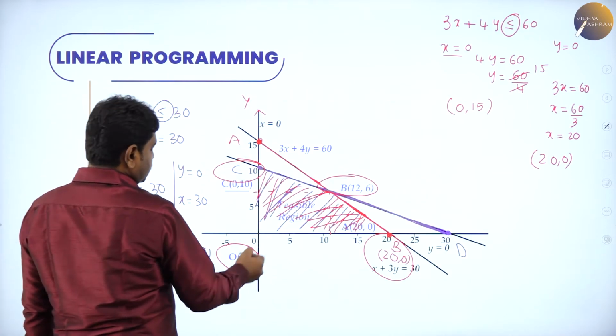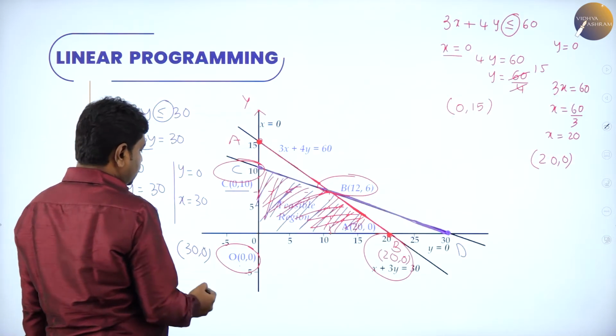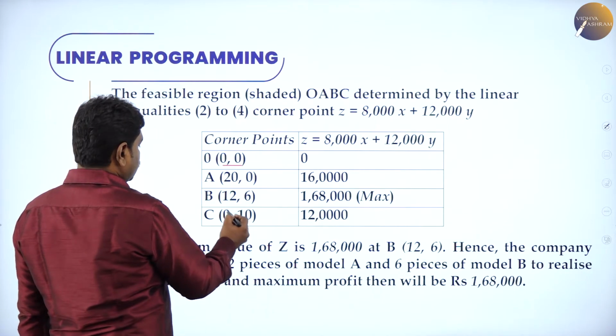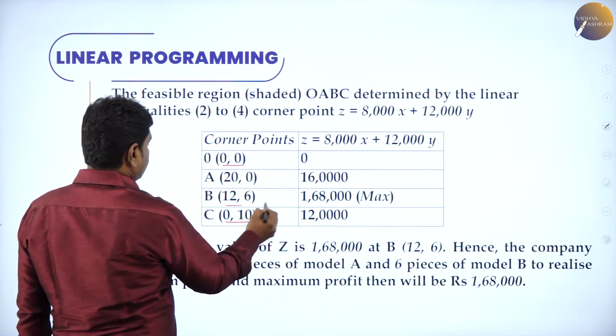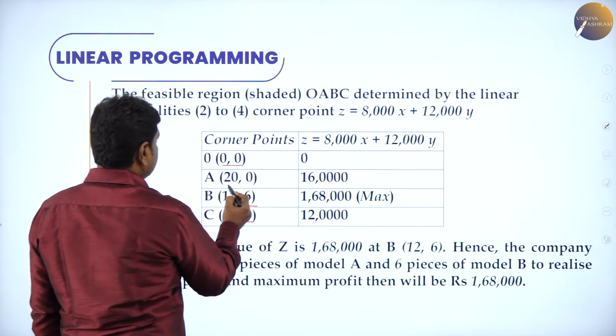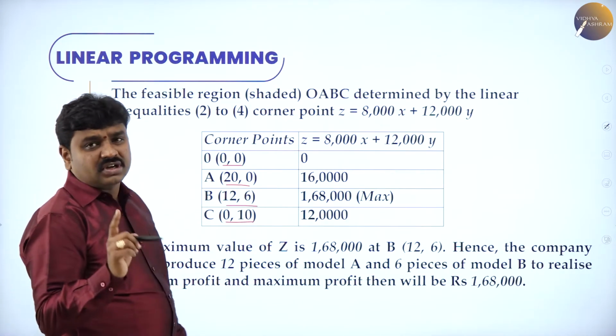Now you draw the table, corner points. So one corner point is 0, 0. We have drawn it. And the other corner point is 0, 10. And the other corner point is what? 12, 6. And the last corner point 20, 0. Vertices of feasible region are corner points.